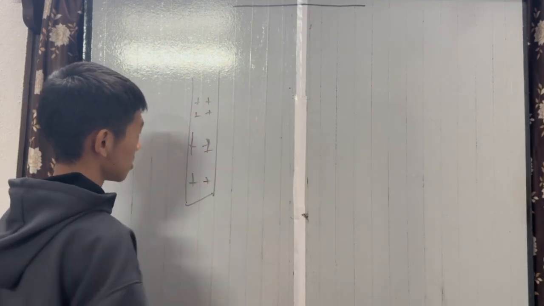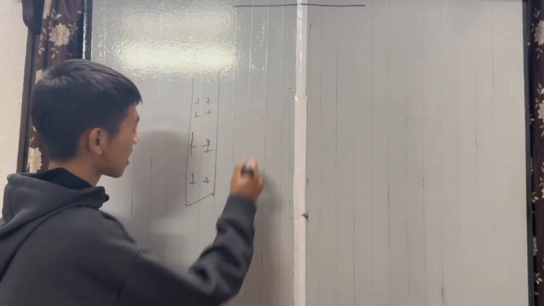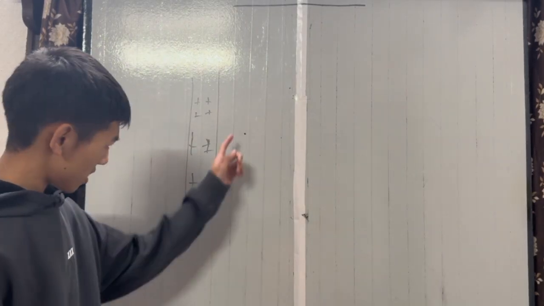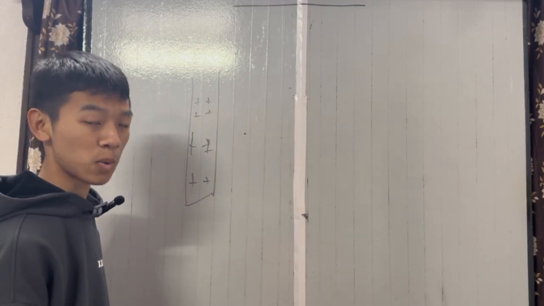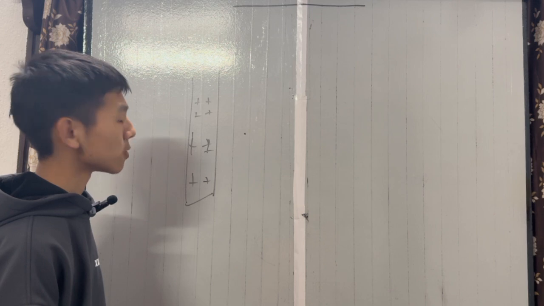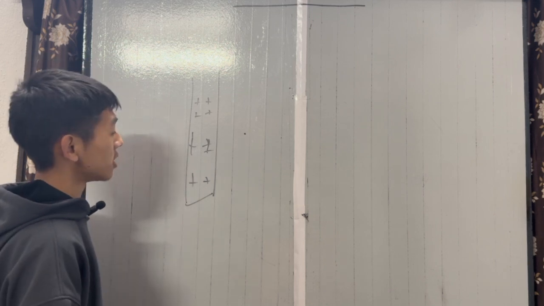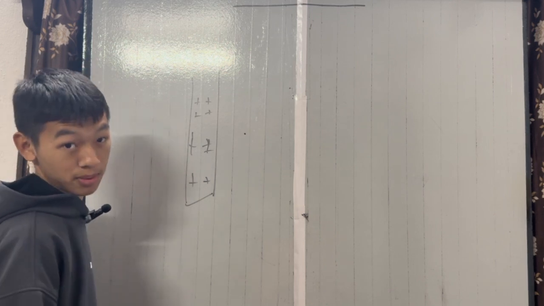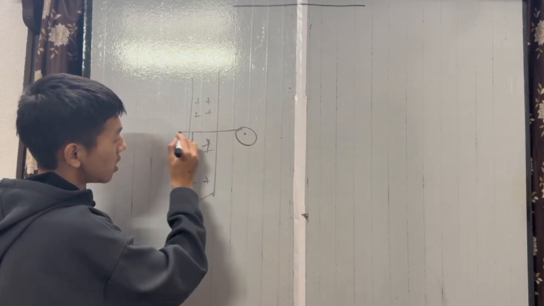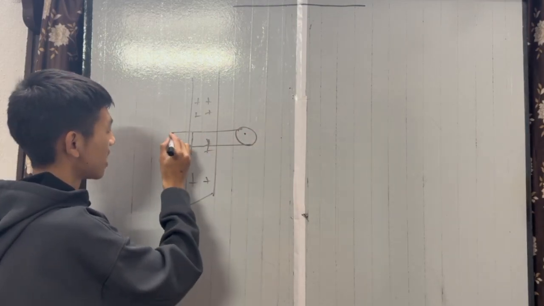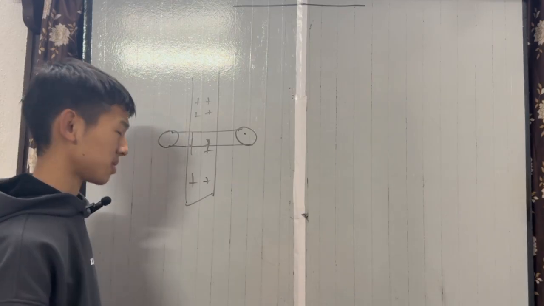Infinite sheet of charge. What will be the electric field at this point? We don't know. So how we'll know is we'll draw a shape. We'll draw a cylinder through this infinite sheet of charge.